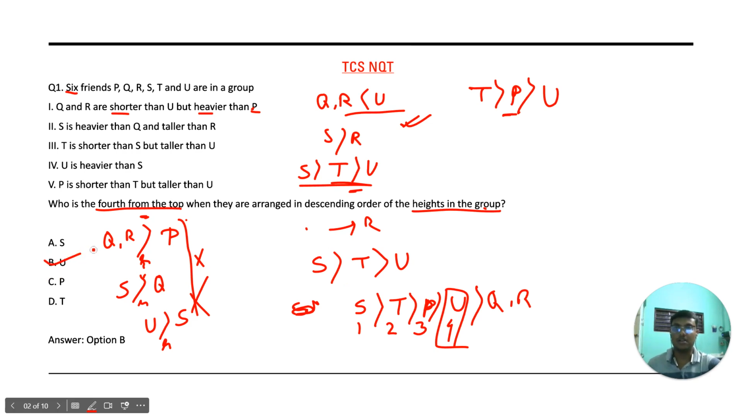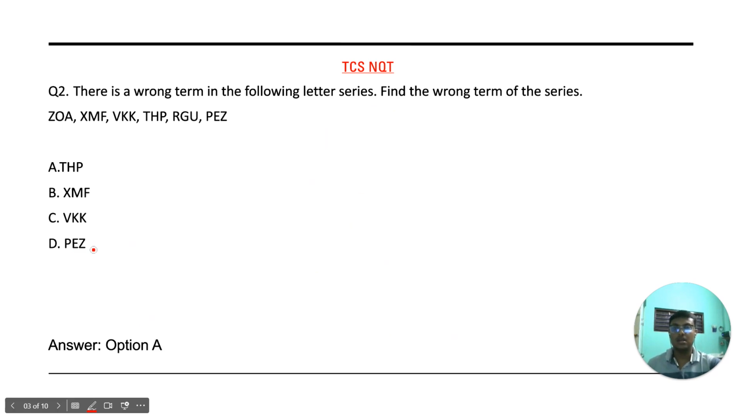I hope you all got the logic for this question. Let's move on to question 2. First, try to solve the question by yourself and then follow up the solution. So the question says there is a wrong term in the following letter series. Find the wrong term of the series.